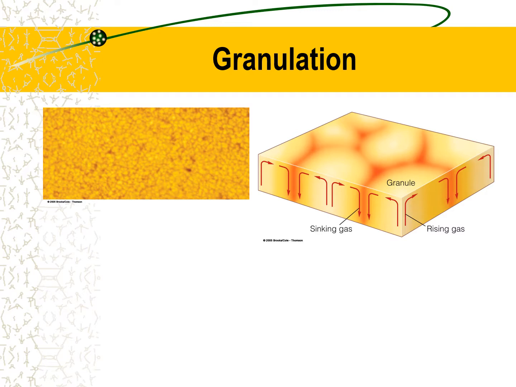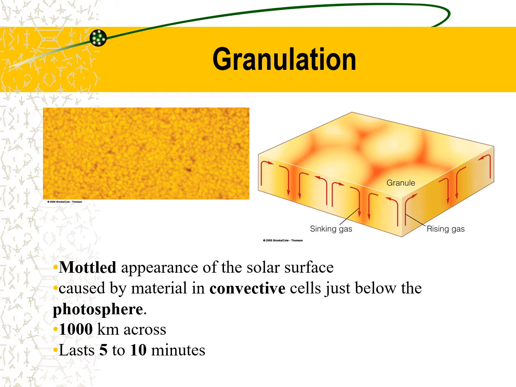On the surface, we have something called granulation. Granulation is a mottled appearance, and it's caused by those convective cells we were talking about that are just below the photosphere. They're probably about 1,000 kilometers across. They last about 5 or 10 minutes before they shift positions. So here you can see in the diagram that we have the heated gas rising up. It cools as it gets close to the surface, and then it starts sinking down again. And these cells move as the gases are heated up and cooled.